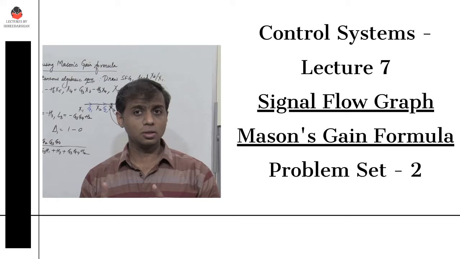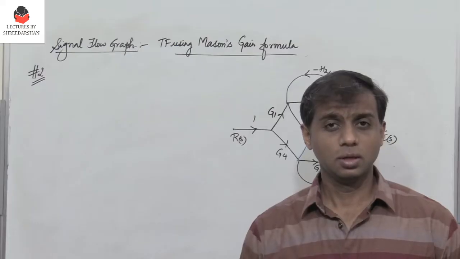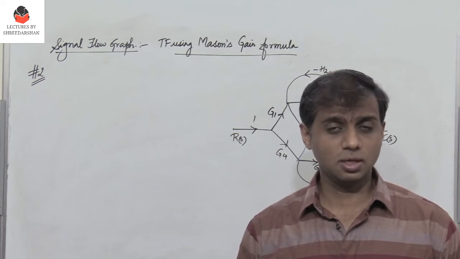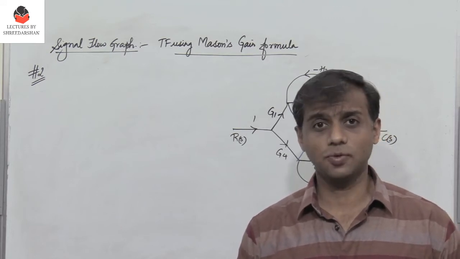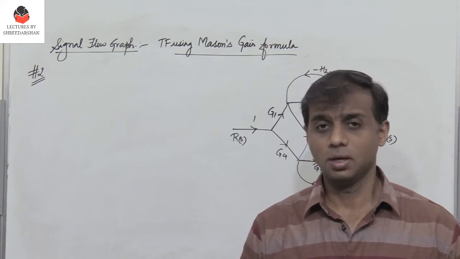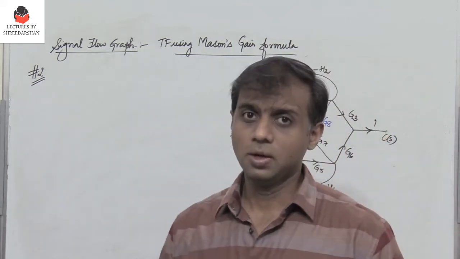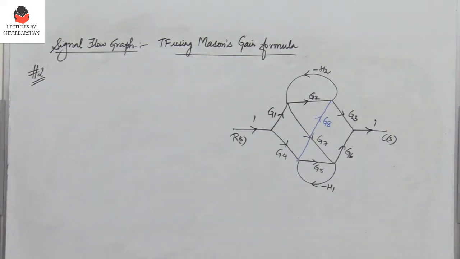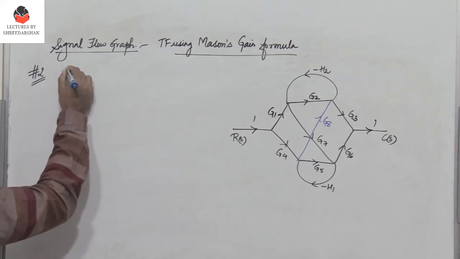Hello friends, in the previous video segment we began with signal flow graph representation and we also dealt with Mason's gain formula as to how we can find the transfer function of a closed loop system using Mason's gain formula. So we'll continue with the problem. So this is problem 2, where given the signal flow graph representation we need to find the transfer function using Mason's gain formula. So we begin with step 1.